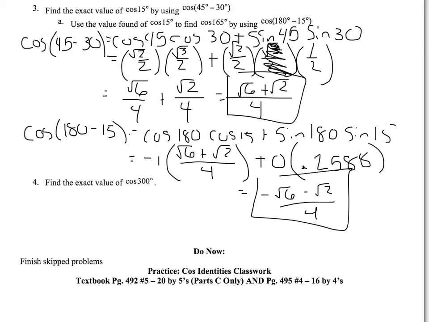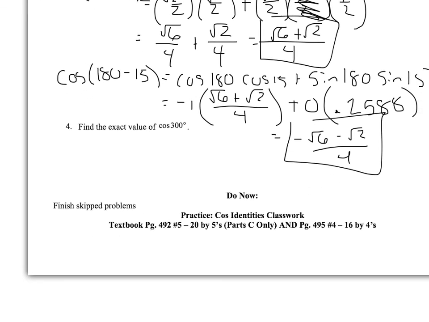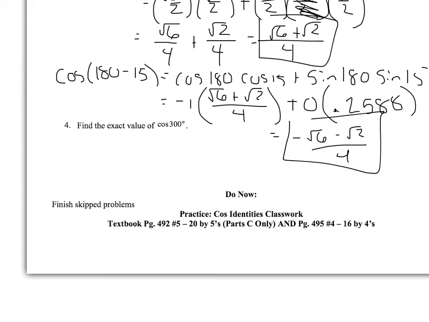And finally, this last piece, it says find the exact value of cos 300. When it says to find the exact value and it doesn't give you an option or tell you how to do it, you need to know your options. And these are your options. You have 0, 30, 45, 60, 90, 180, and 270.